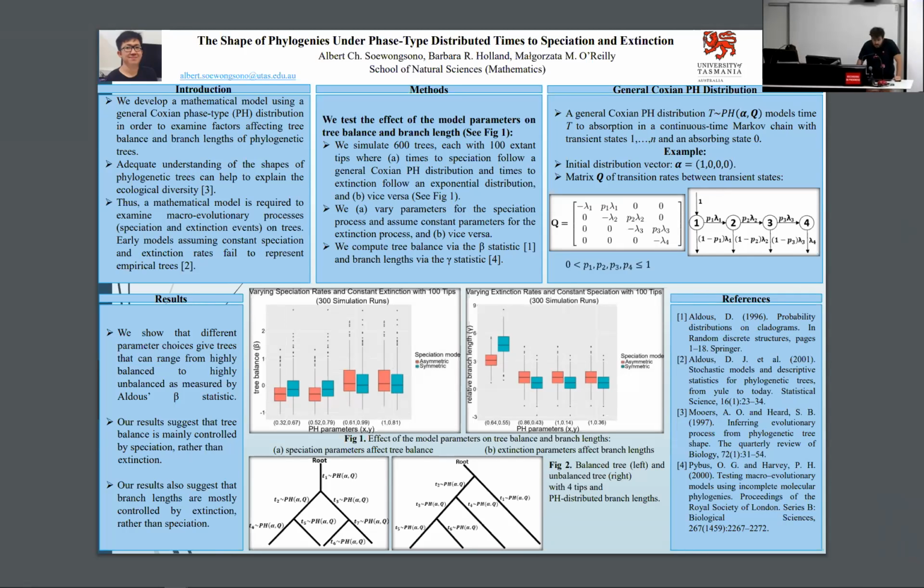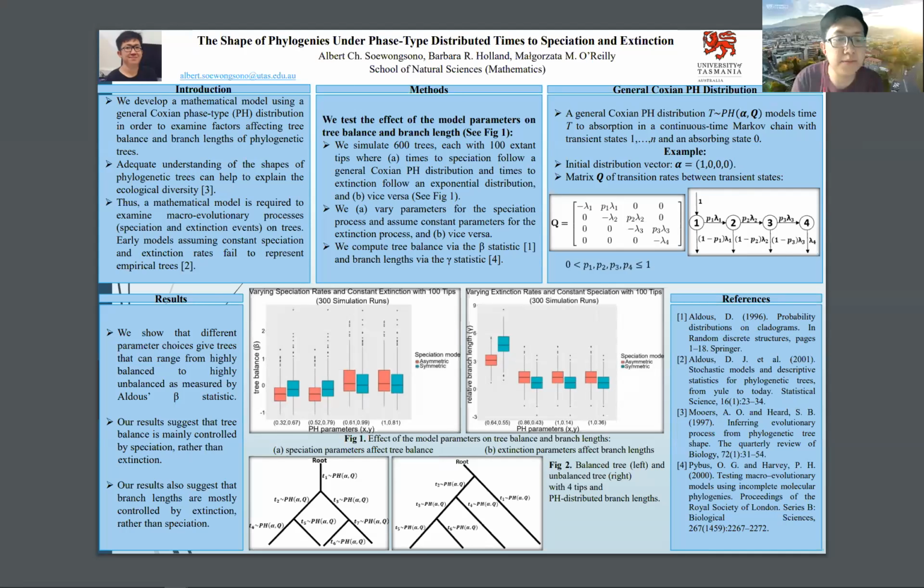Thanks, Albert. We'll take some questions for Albert if anyone has any questions. So one thing I wonder is, have you looked at any other types of phase type distribution besides the Coxian to look at the balances that result from other models?